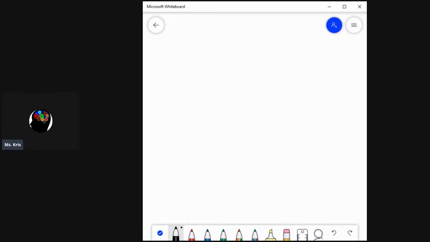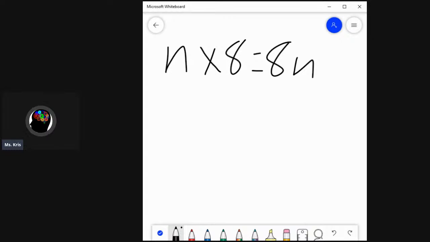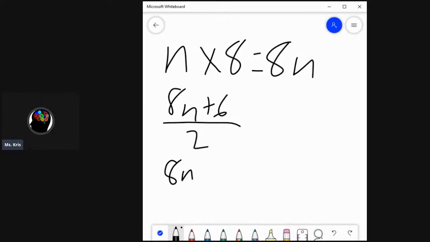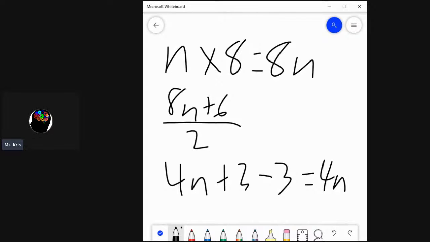So n is my number. I multiply n by 8, and that gives me 8n. I then add 6 to my 8n, and of course that gives me 8n plus 6. Then I divide that by 2. Once I divide each term by 2, that leaves me with 4n plus 3. Then once I subtract 3 from my equation, what I am left with is 4n.